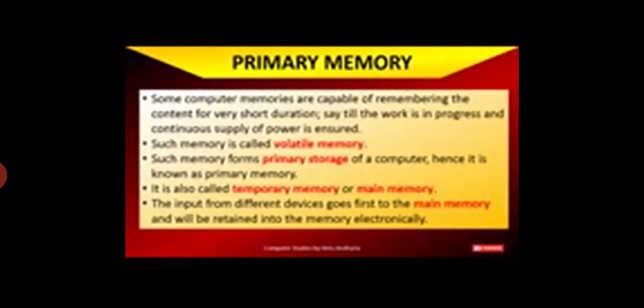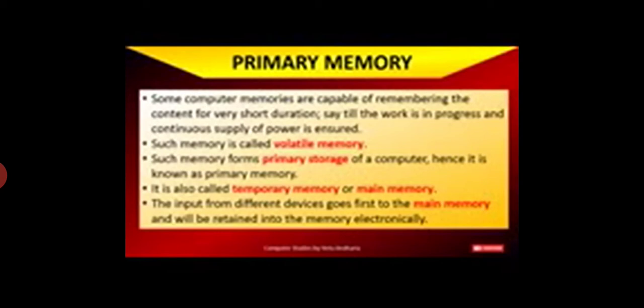Some computer memories are capable of remembering the content for a very short duration, say till the work is in progress and the continuous power supply is ensured. I give you an example. Suppose you are preparing a PowerPoint presentation, you have not saved the file anywhere, and if the electricity goes away, then the file, if it is not saved, the data will get lost. So where was it stored till the power supply was on? It was stored in the primary memory.